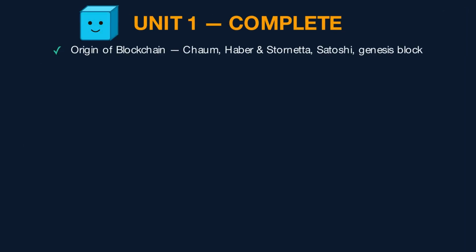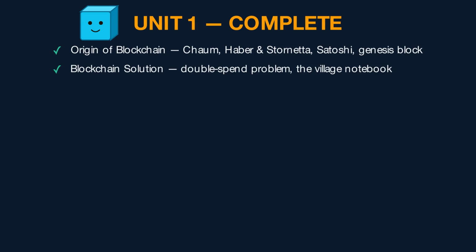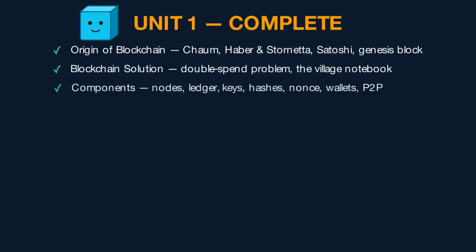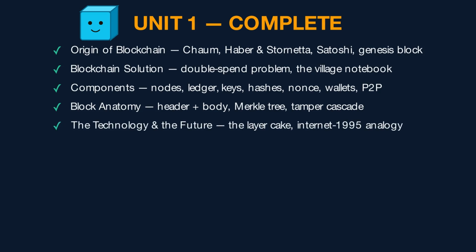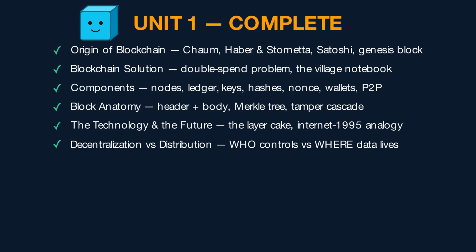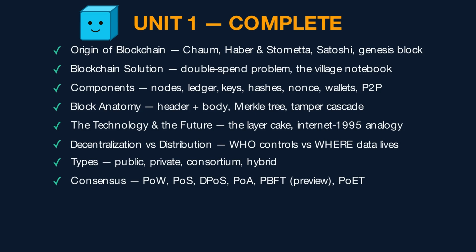That's Unit 1, complete. You now know where blockchain came from, the problem it solves, every component of the system, what lives inside a block, where the technology is heading, the difference between decentralization and distribution, the 4 types of blockchain, and the whole consensus family, from proof of work to proof of elapsed time.